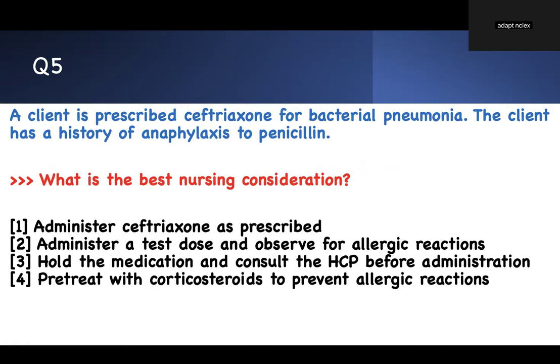What is the best next consideration? A client is prescribed ceftriaxone for bacterial pneumonia. The client has a history of anaphylaxis to penicillin. Straightforward concept for you to grab. You are allergic to penicillin, and I'm giving you ceftriaxone. The concept is there is a cross-reactivity. Which answer choice do you think meets that criteria? Put it down in the comments.